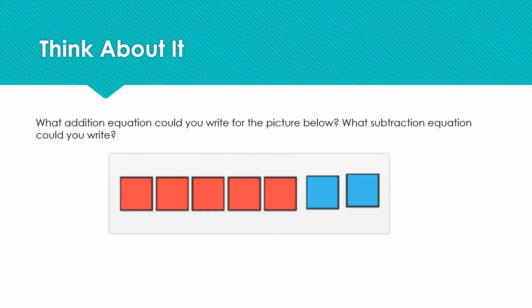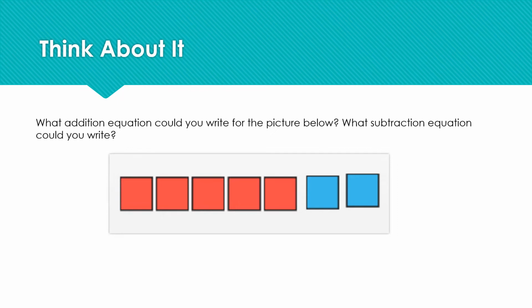What addition equation could you write for the picture below? Think about it. You might have said 5 plus 2 equals 7. Did anyone come up with a different way? You could also think about it as 2 plus 5 equals 7.